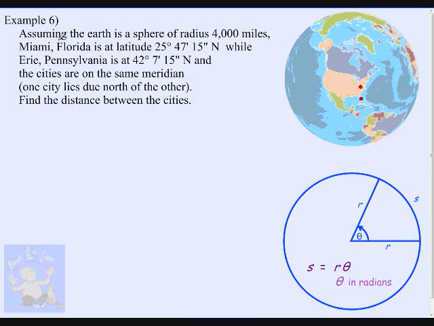Here's another example. Assume the Earth is a perfect sphere and its radius is 4,000 miles. Close enough. Miami is at this latitude. Erie, Pennsylvania is at this latitude. And the cities are on the same meridian. Okay, so we could slice this right in half along this meridian, and we would see this arc length. Find the distance between the cities.